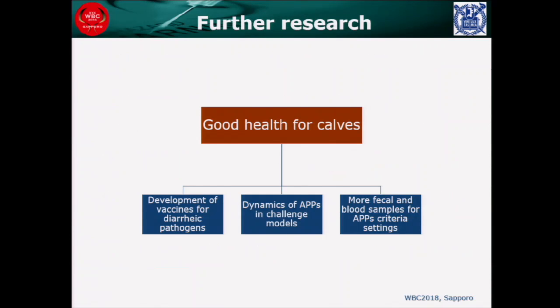Nowadays, I'm trying to focus my research on three topics: development of vaccines for diarrheic pathogens, and also dynamics of APPs in challenge models. And if we can get some more fecal and blood samples, then we can set our APP criteria.